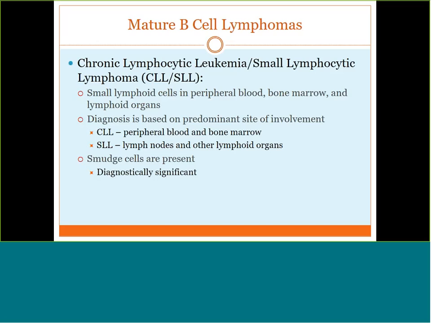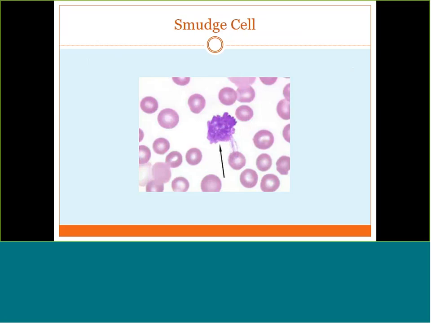A smudge cell is basically a lymphocyte that has been smudged out. It sounds just like it is. So in CLL, the lymphocytes that are there are fragile. They're not as strong as they are normally. And so when you make a smear, when you do the slide part, it can smudge out some of those lymphocytes as they're more fragile. And so when you look at it under the microscope, you see this smudge. That is a fragile lymphocyte that got smudged out. Not a big deal, but in CLL, you will see many of these.